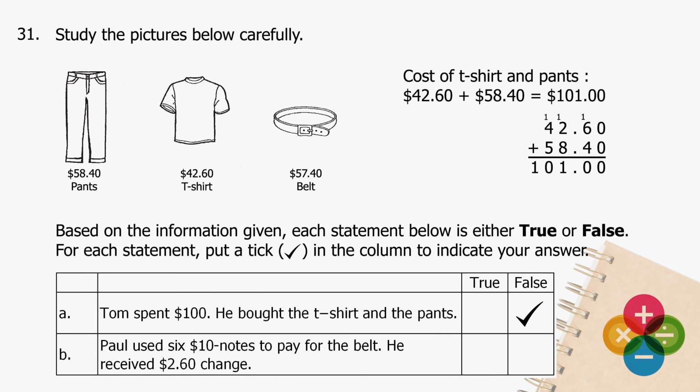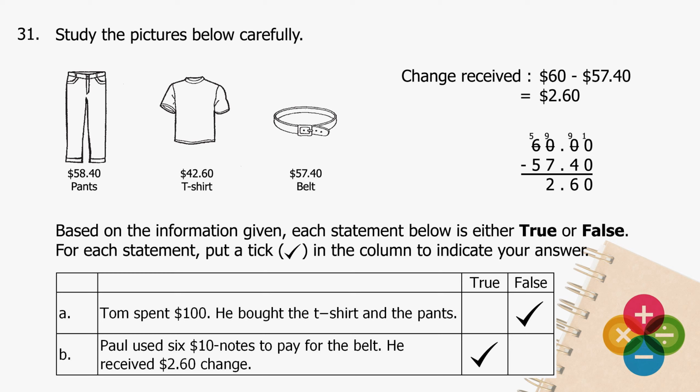The cost of the t-shirt and the pants will be add $42.60 to $58.40, and the sum is $101. A. Tom spent $100. He bought the t-shirt and the pants is false. The change received will be subtract $57.40 from $60, and the difference is $2.60. B. Paul used 6 $10 notes to pay for the belt. He received $2.60 change is true.